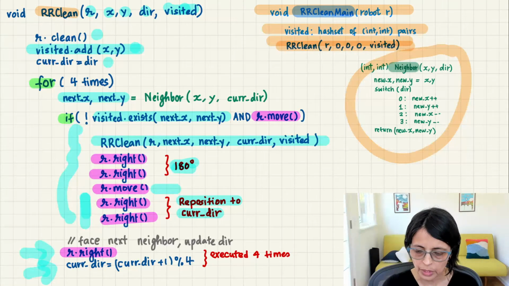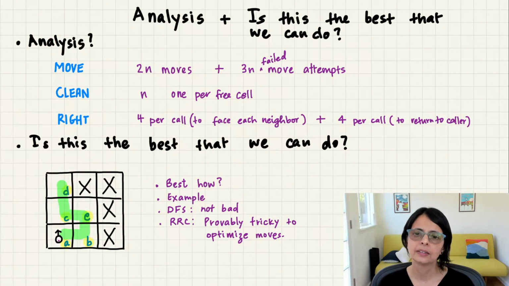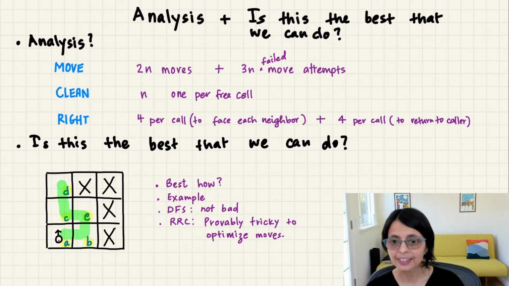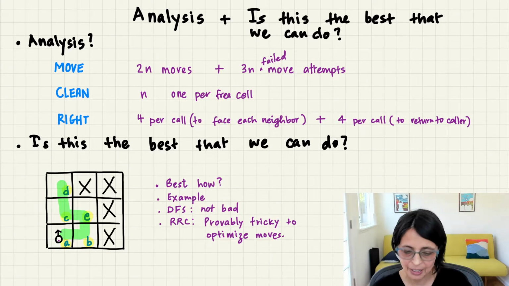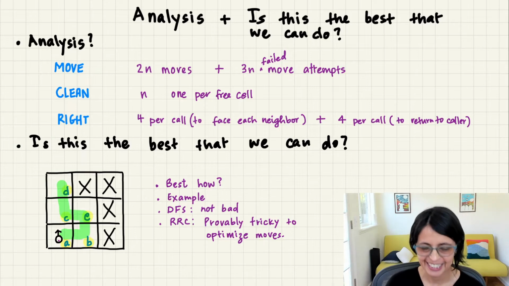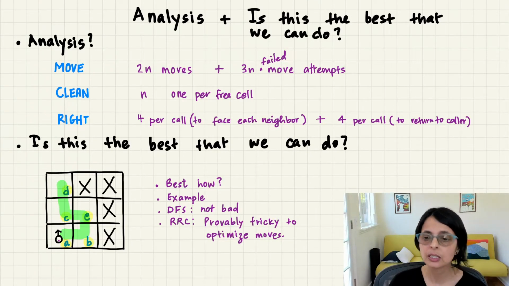So what next? Well, analysis, plus: is this the best that we can do? That's something we always ask in algorithm design. So let's go over the analysis. It's actually tricky, at least it is for me, okay? Or maybe I find it marvelously tricky and I really relish it. So tricky in a good way. So let's look at how many times the robot does all the 3 actions. The first one is move. How many times in our algorithm is the robot going to move?